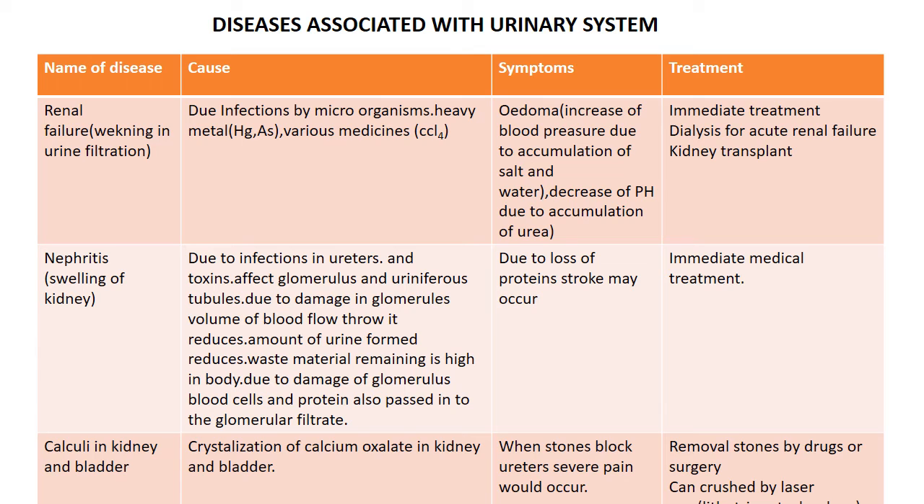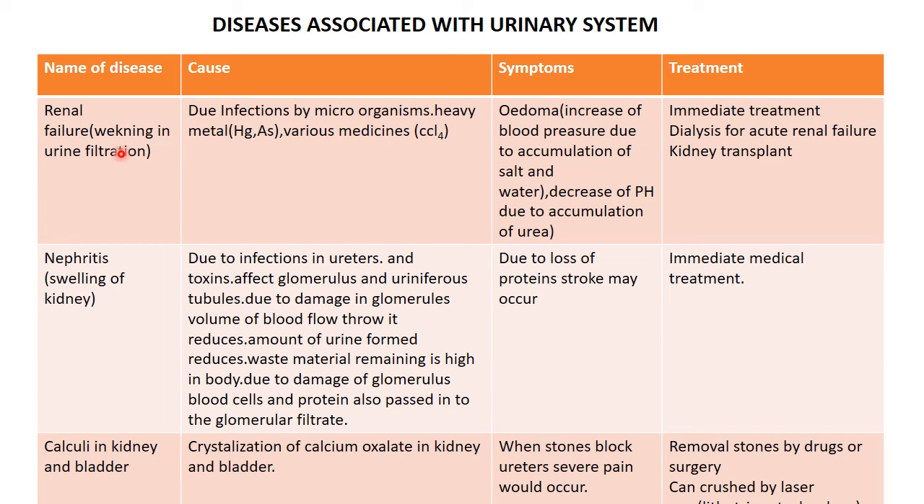So now let's go to the diseases associated with the urinary system. First one, renal failure, weakening in urine filtration. You know urine filtration happens in the glomerulus and Bowman's capsule. So infections by microorganisms, heavy metals like mercury and arsenic, various medicines, and carbon tetrachloride may cause renal failure. Symptoms of renal failure are edema. Edema means increase of blood pressure due to accumulation of salt and water.